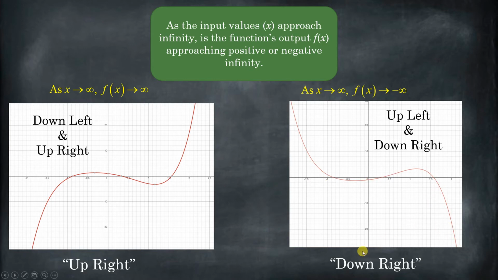So when we describe end behavior, that's what we're going to be doing. Okay? Up left is right here, down right is right here. So down left, up right, and then up left, down right.